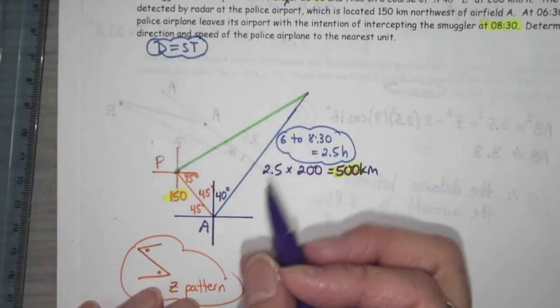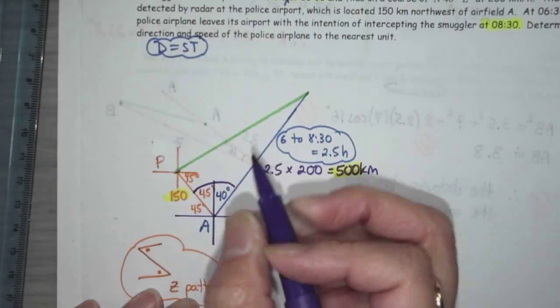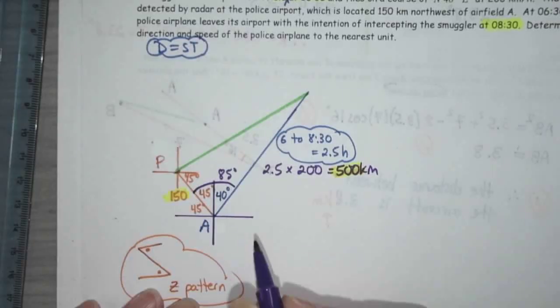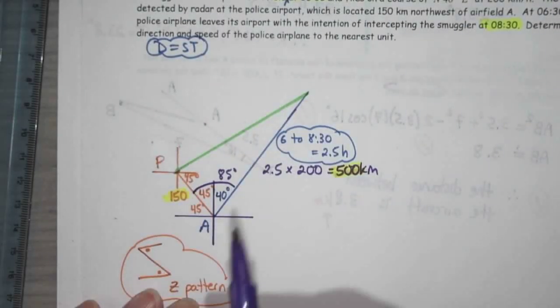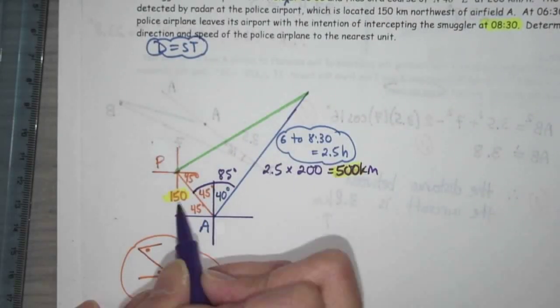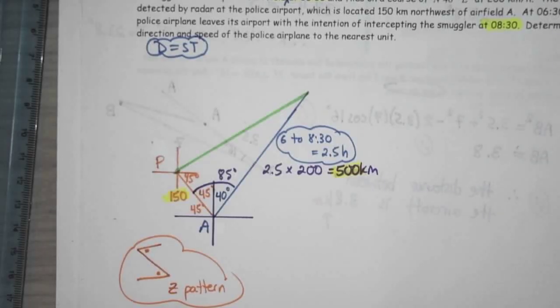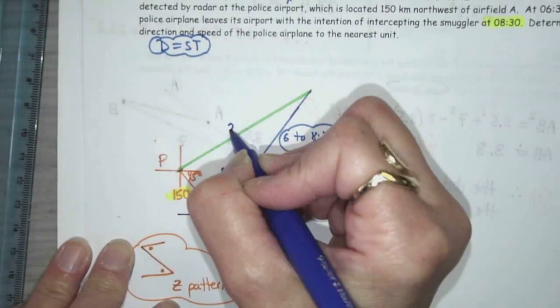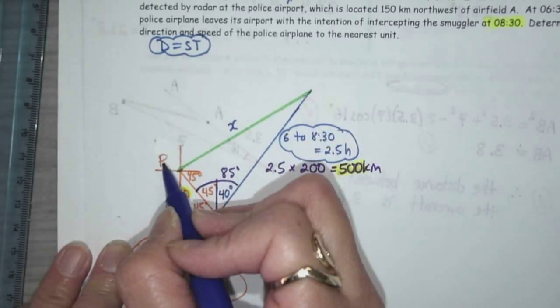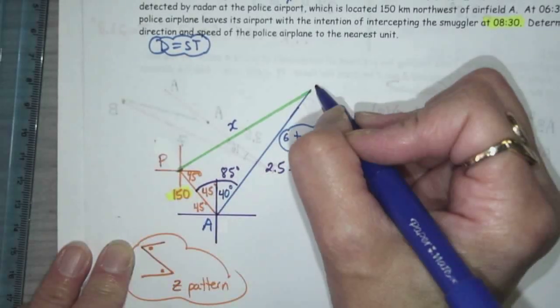So do I know how much this is now? Yes, that's 85. So I filled that in. Right? So I can find that one later on. I have one angle and I have two sides. We just talked about this. When I have an angle and the contained side, which formula would be best to use? Cosine law. So I'll call this one, say, x, and let's find the distance between the police and the smuggler.